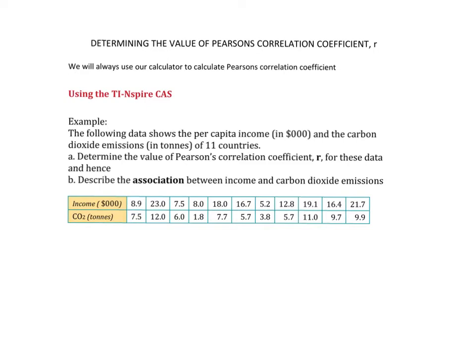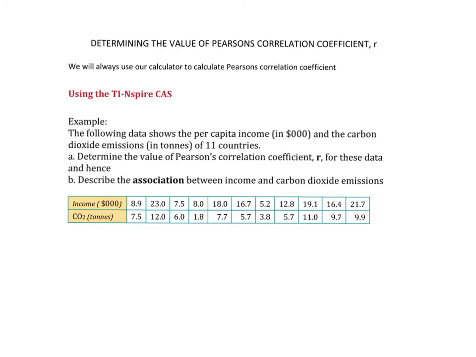So let's have a look at what this example tells us. The following data shows the per capita income in thousands of dollars and the carbon dioxide emissions in tons of 11 countries. Let's see if we understand what this is saying. For the first country there, they have an income of $8,900 per capita, and the CO2 emission is 7.5 tonnes.